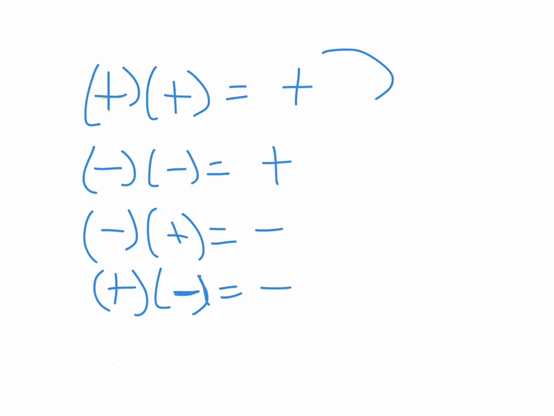So from here, we should realize that if they are the same signs, you end up with a positive. So like if it's a positive times a positive or a negative times a negative, you end up with a positive. But if it has opposite signs, you end up with a negative. So if there's a negative and a positive times together, you will always get a negative.